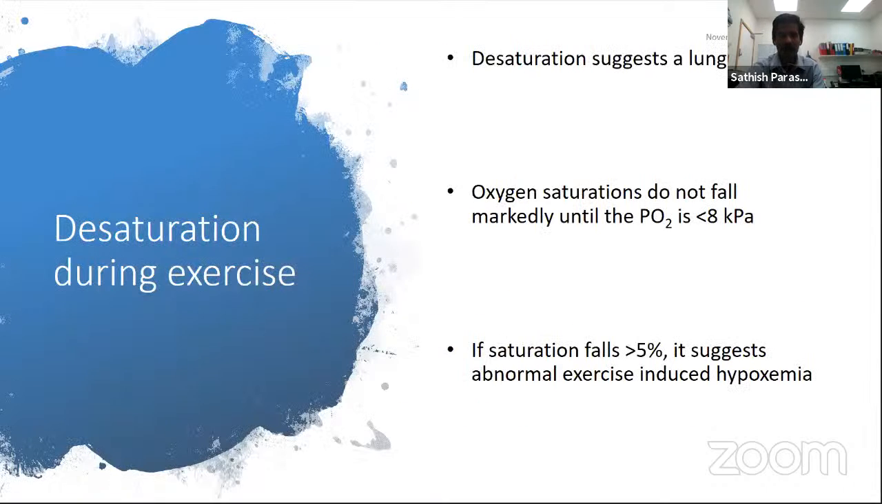So desaturation during exercise, we also measure the saturation during exercise. The desaturation by a SATS probe does not occur until the partial pressure of oxygen falls below 8 kilopascals in blood gas. Nevertheless, if it falls more than 5%, it suggests pulmonary pathology. So a drop in saturations of more than 5% during exercise indicates pulmonary pathology. The only exception could be pulmonary hypertension.